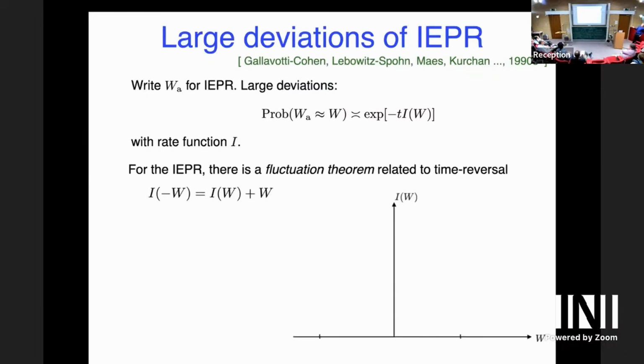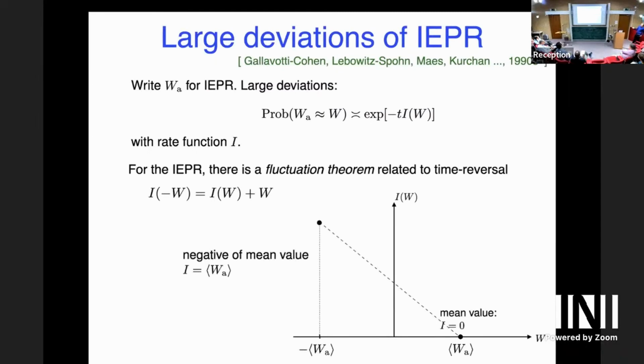So what does that tell us about these? If you plot the rate function, how does it look? Here's W, here's the rate function. One thing we know, this is the mean here. The one thing we know is that the mean value of the rate function has to be 0. And then if we look at this symmetry, it tells us something about the value of the rate function at minus the mean, which is that it has to be up here. It has to be equal to the mean value itself. So this line has gradient 1/2.